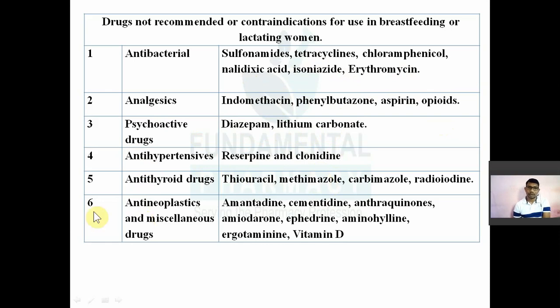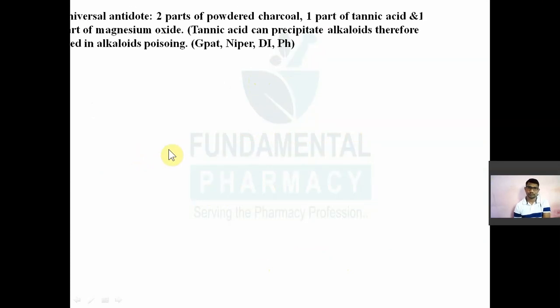So antihypertensive drugs like reserpine, clonidine, antithyroid drugs like thiouracil, methimazole, then carbimazole, radioiodine, antineoplastic drugs and like amantadine, cimetidine, anthraquinone glycosides, then amiodarone, ephedrine. So these kind of drugs should be avoided in the pregnant woman or lactating woman, particularly breastfeeding and lactating woman. So these drugs should be contraindicated.